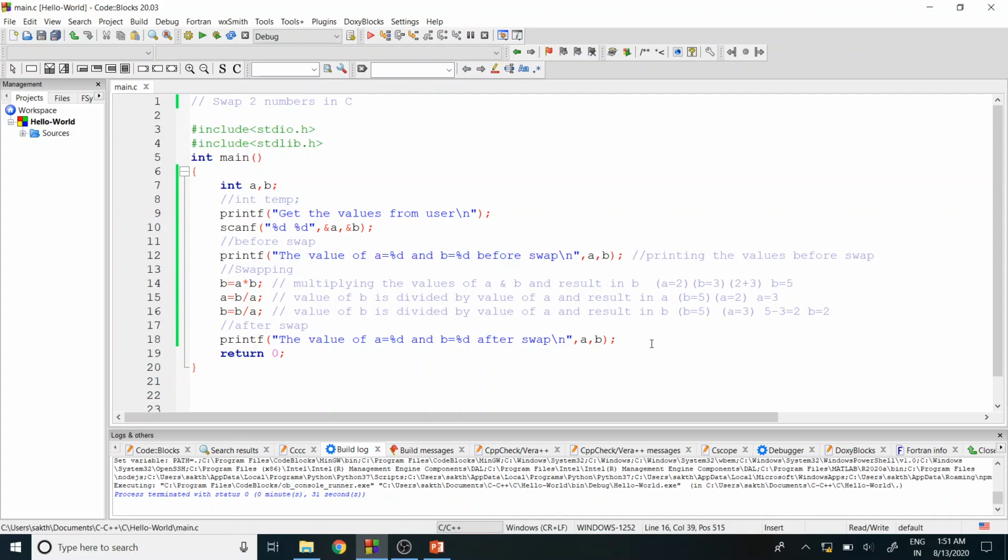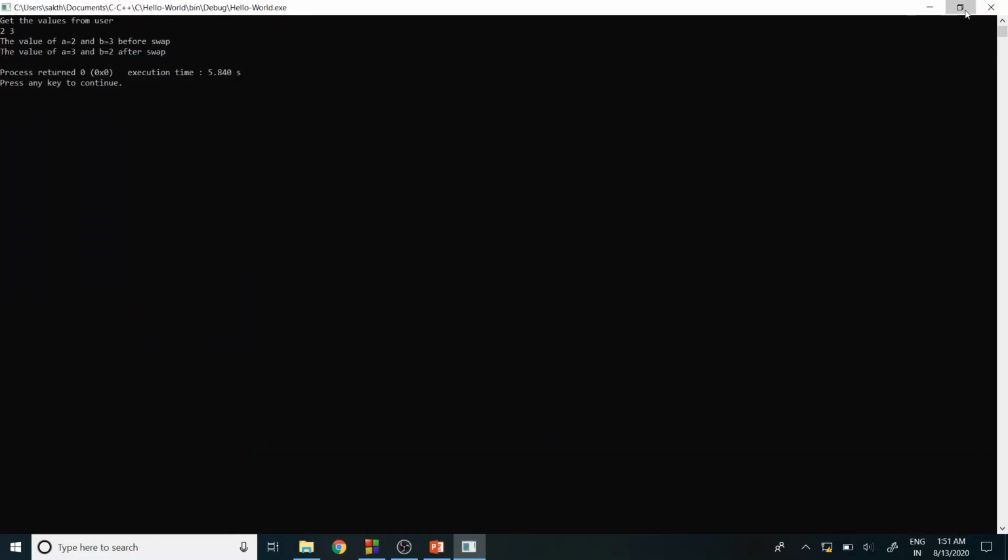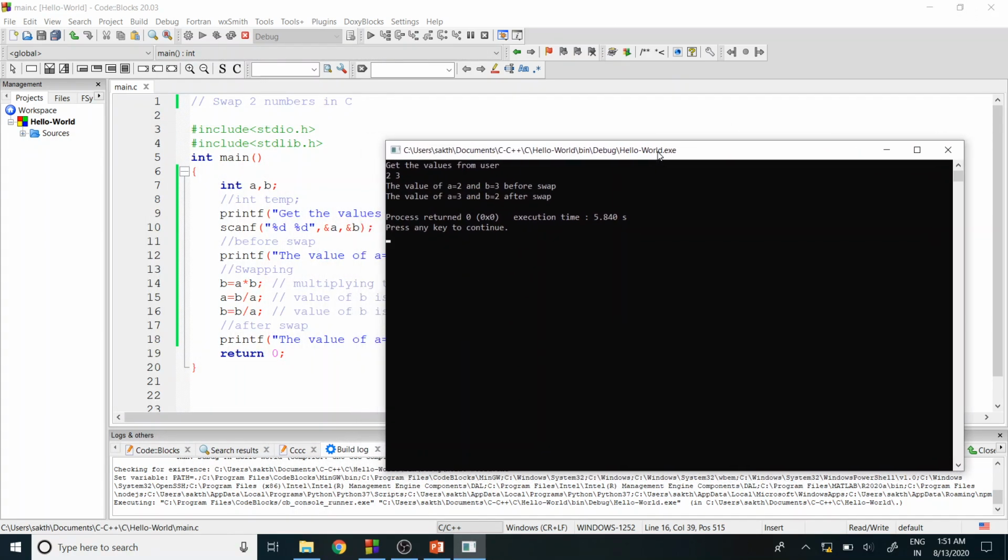Now let me run the program with the same constants 2 and 3, which I used in the previous example. I'm giving the value of A as 2 and the value of B as 3. Let me maximize this, since this size is not comfortable. So here I assign the value of A as 2 and B as 3. The value of A is 2 and B is 3 before swapping. After the swap, the value of B has come to A and the value of A has come to B. So this is swapping.